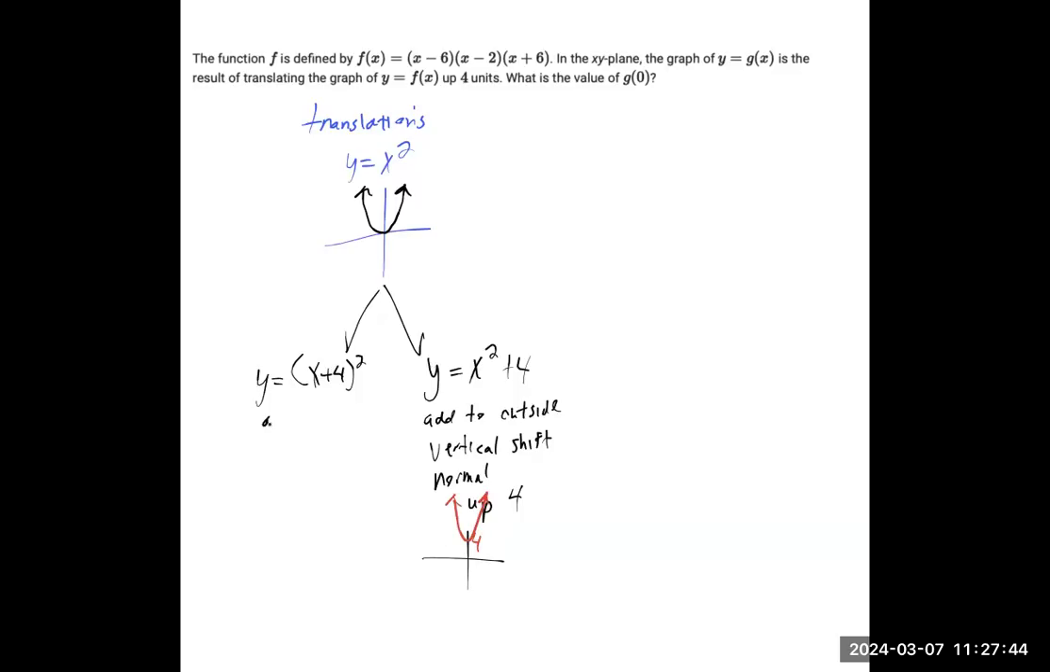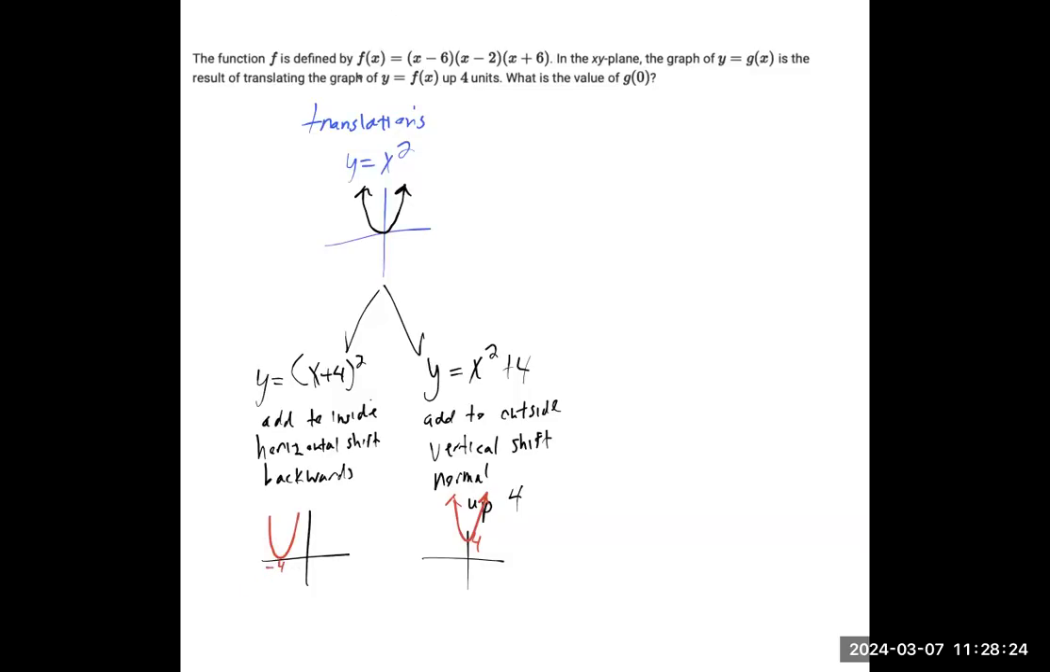If you add to the inside of a function, that's a horizontal shift. And horizontal shifts are not normal. They're backwards. So normally on the x and y axis, positive is to the right and negative is to the left. But here, because it's backwards, positive will be to the left. So our regular parabola that was centered at the origin, now we're going to move it left by 4. So this x value is -4 right there.